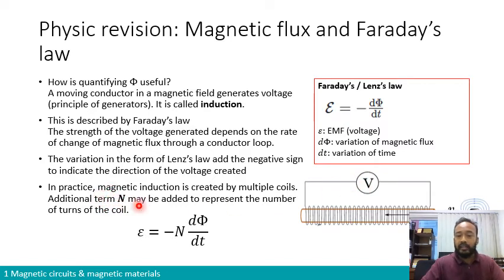But in practice, magnetic induction is created by multiple coils. It's not just one coil, right? So we usually add an additional term N to represent the number of turns of the coil. If one coil produces d phi over dt, then N coils produce N multiplied by d phi over dt. So that is magnetic flux. And how is it useful? Basically in generators, to create voltage and electricity.